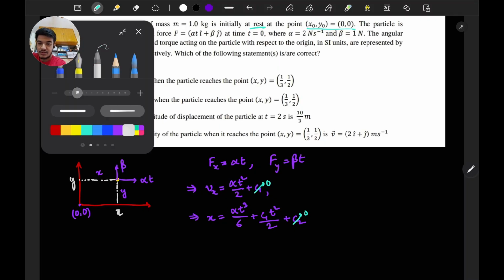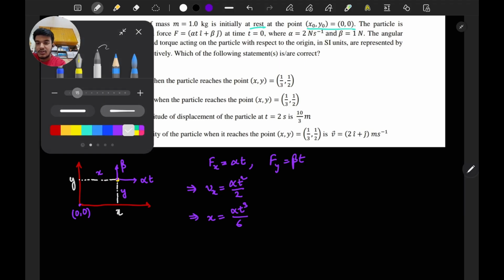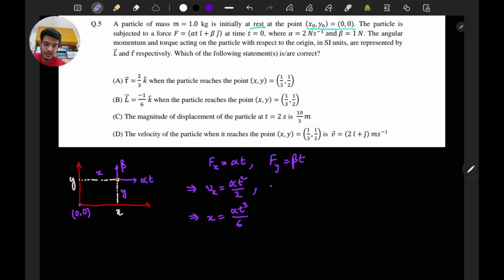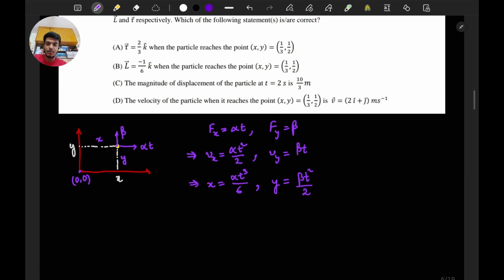So you can remove all these terms. Your function vx becomes alpha t square by 2, and your function of x becomes alpha t cube by 6. Now similarly find vy and y. You will find that vy is beta t and y is beta t square by 2. This gives my functions, because we need these coordinates and we need to find the time.